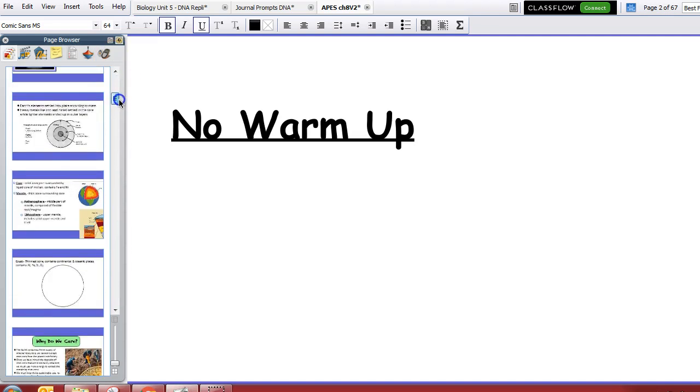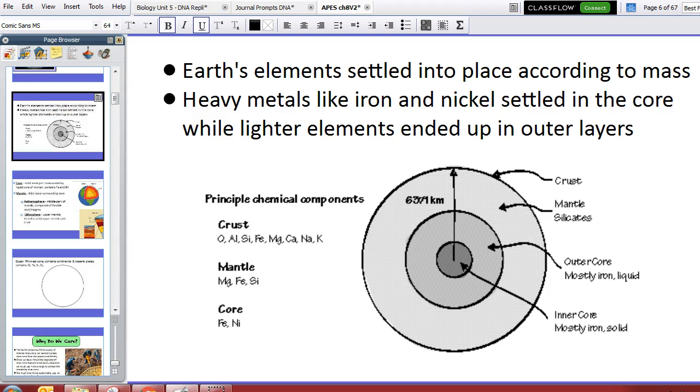So let's review what we talked about yesterday. We talked about the different layers of the Earth, okay? We said the core is in the center, we have the mantle, and then the crust. And the core is the heaviest, right? It's got heavy metals like iron and nickel. The mantle is the middle part, and there's two parts to the mantle.